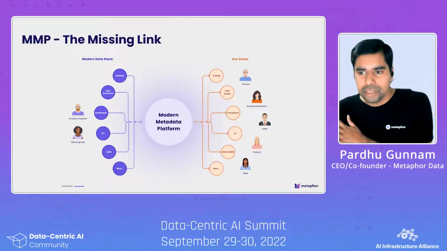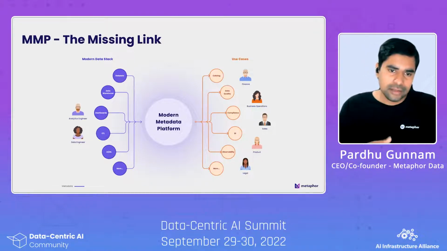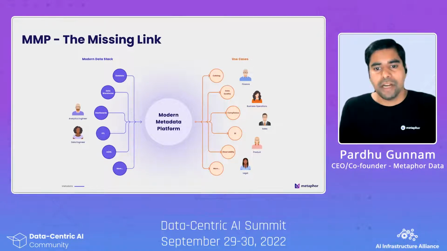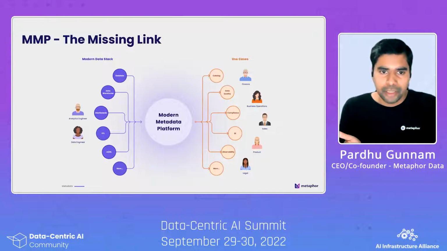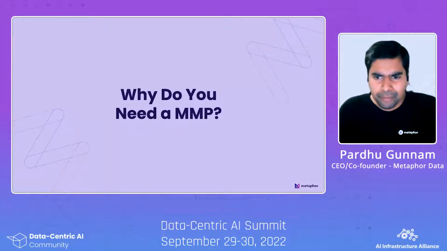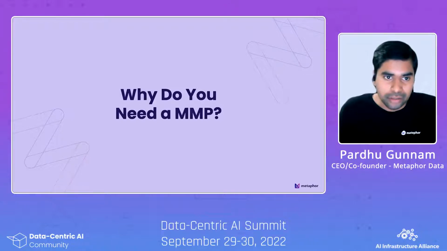And if you put the consumers on the other side, which is like finance, business operations, customer success, product, everyone, what sits between them is really the modern metadata platform, which connects them together to collaborate, understand, and discover the data in the right way. So why do you need a modern metadata platform? Don't we have independent systems which have their own metadata, which help them to operate? Why do we need an explicit system like an MMP altogether?